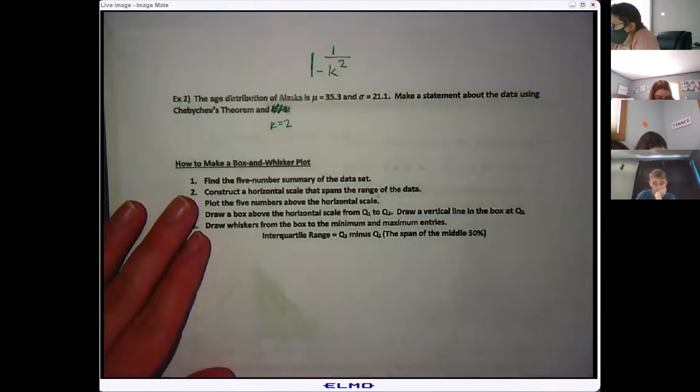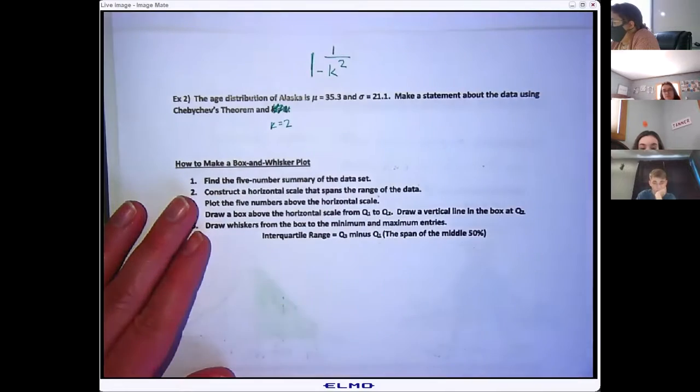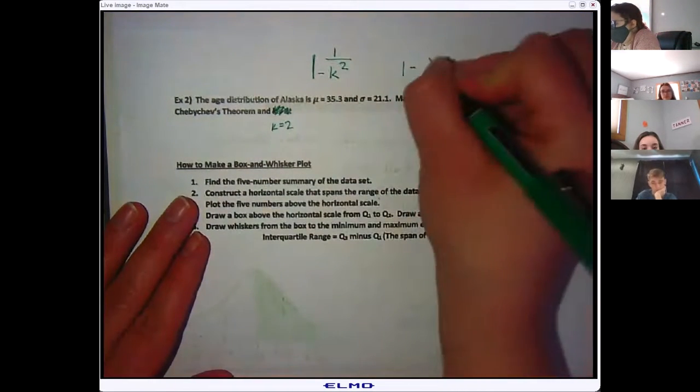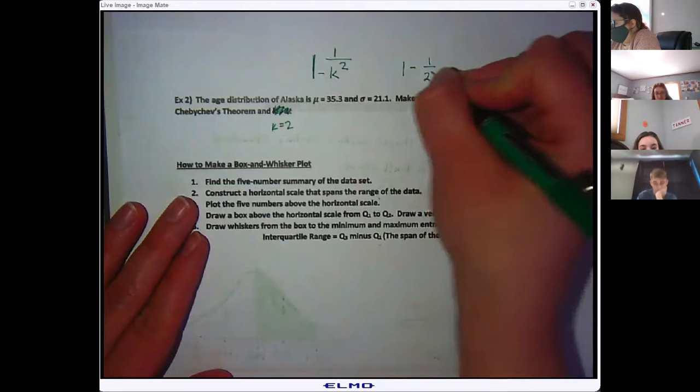Now K means how many standard deviations away we are, right? So I'm just going to start plugging this in up here. I'm going to write 1 minus 1 over 2 squared.